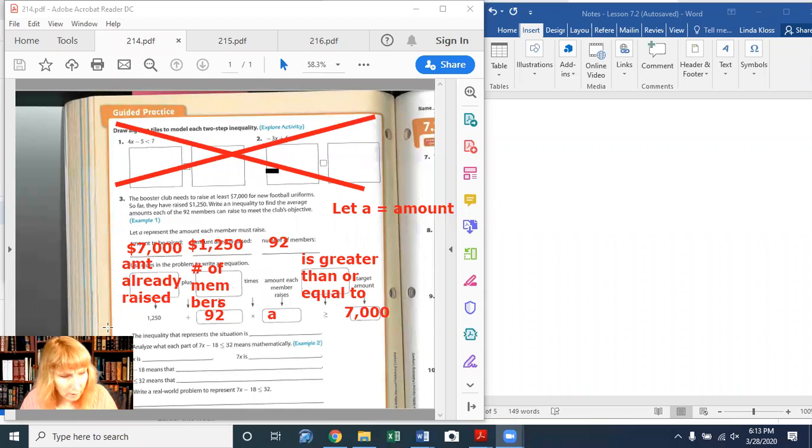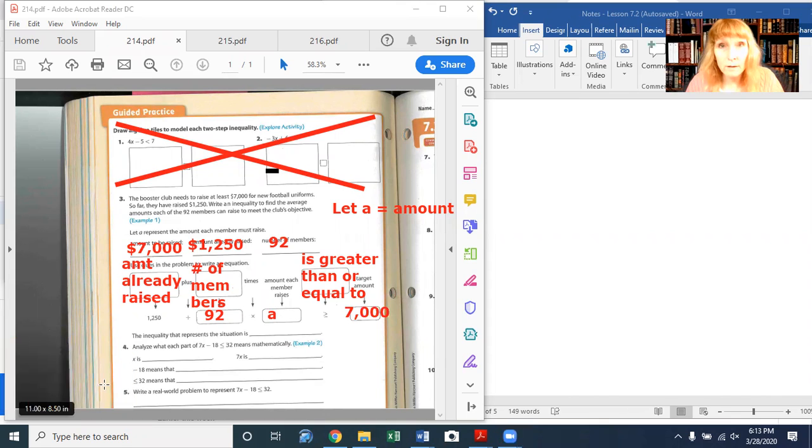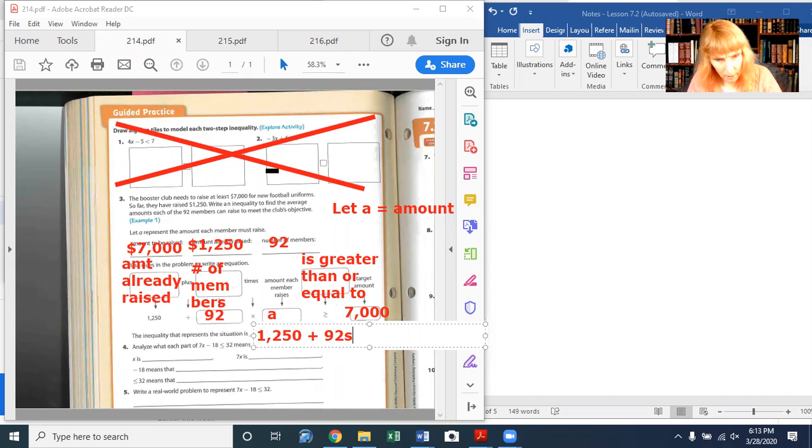The inequality that represents the situation is, how would we write our formula for this, or our expression, our equation? 1,000, it's already there for us, 250 plus 92A is greater than or equal to 7,000. Should be greater than or equal to, I got to put that little line there again. Here we go.